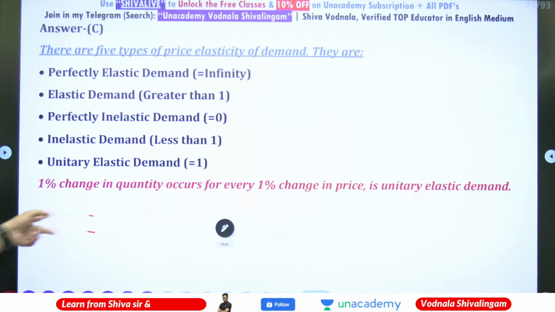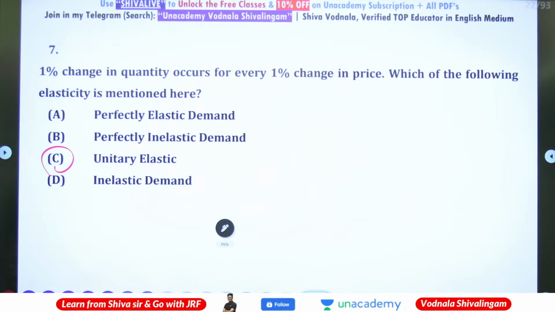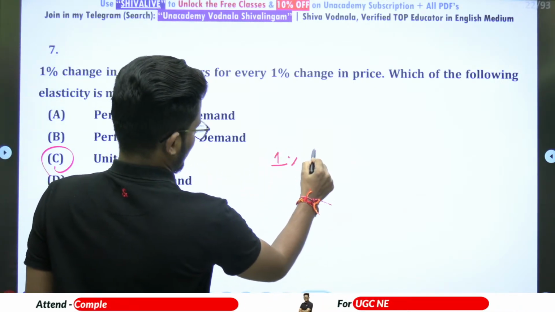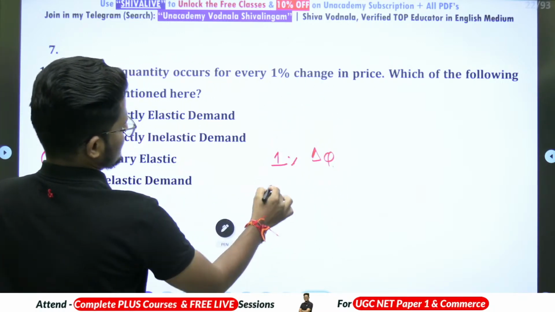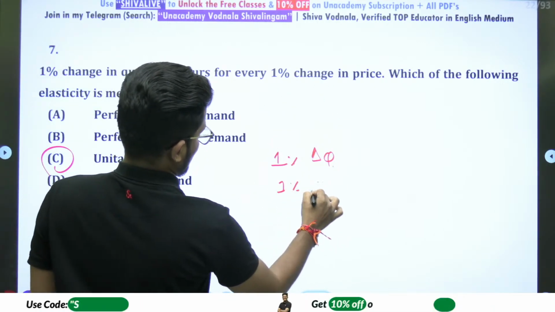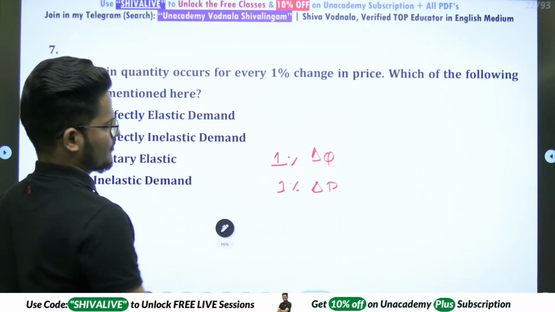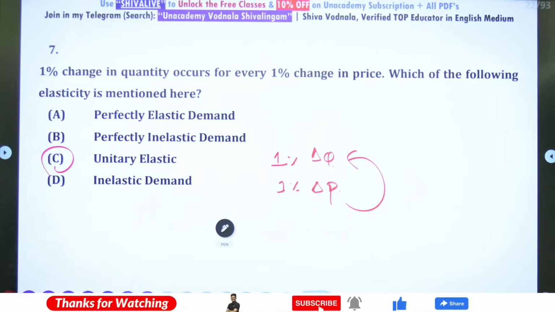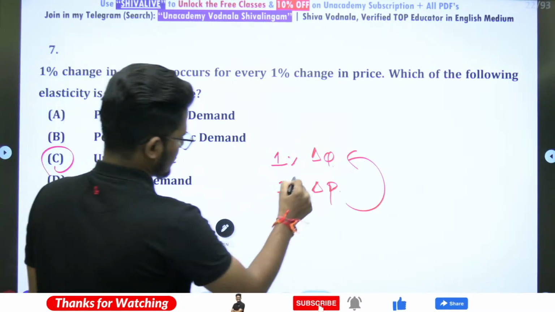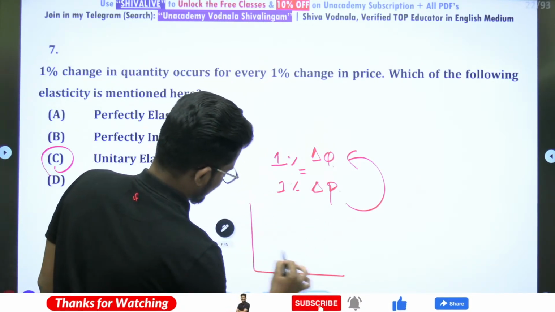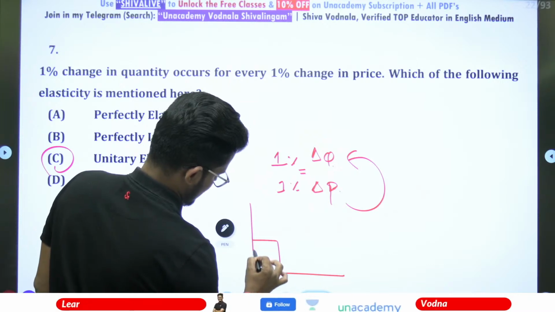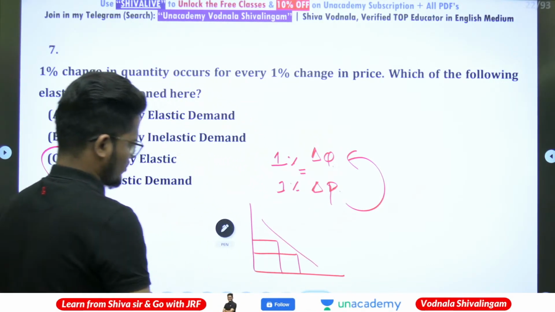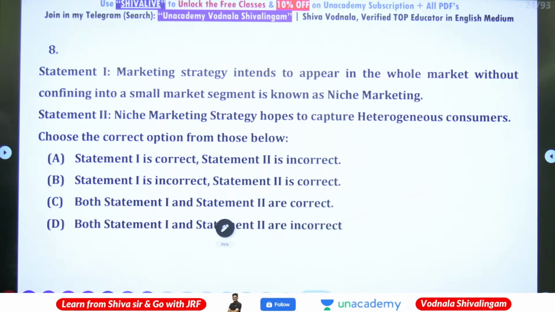So option C is the given answer, rectangular hyperbola. Okay. 1% change in quantity, 1% change in price. So due to the 1% change in price, there is a 1% change in quantity coming. This is equal change. Both are equal. That means there is a unitary elasticity. Right? There is a unitary elasticity like this. Rectangular hyperbola will appear. Next.